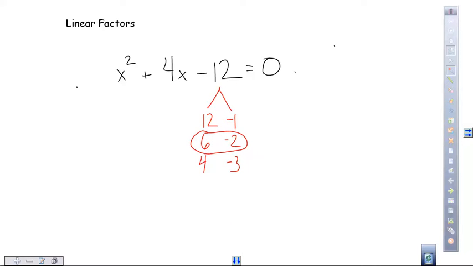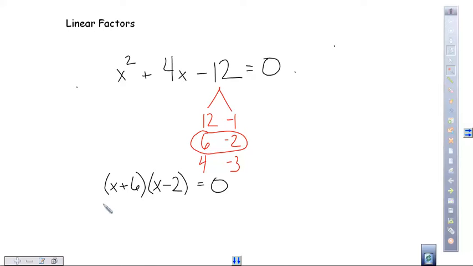The second one does. So that means that if we were to factor this, it's going to be x plus 6 times x minus 2. And then if you remember from the quadratics unit, once we had factored it, then we could take those factors and set them equal to 0.